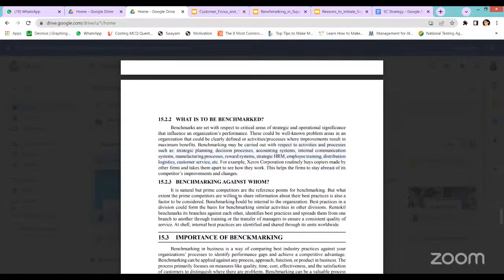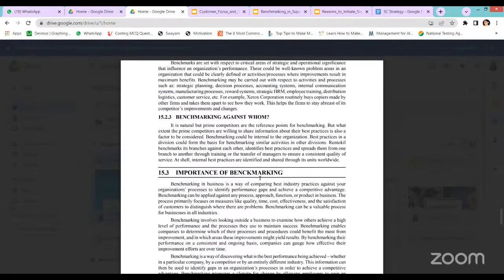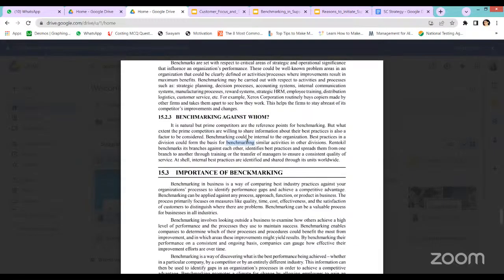Okay, and benchmarking against whom? Benchmarking could be internal, within the organization first. Every time the organization competes with itself. Say, for example, you yourself are writing an exam. Last time you wrote one competitive exam, you scored certain marks. For example, out of 100, you scored 60. Now, next time you are benchmarking yourself to reach 80, right? And later you are benchmarking yourself to reach 90.